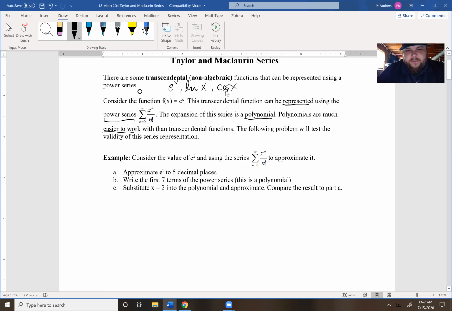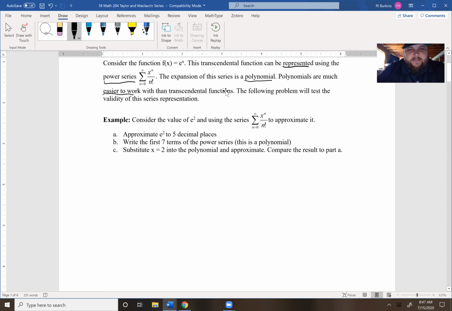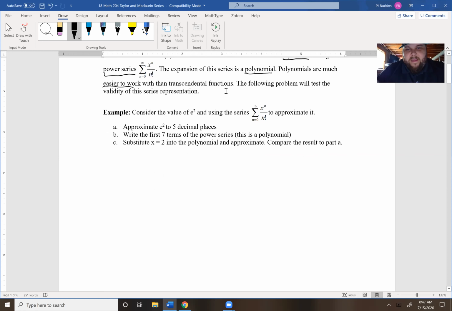So first, let's prove that this representation, this summation here, is a good approximation to e to the x. So let's consider e to the 2nd power, and let's prove that this sum works for that. So first, could someone put e to the second power in their calculator and tell me what that is, excuse me, to 5 decimal places?